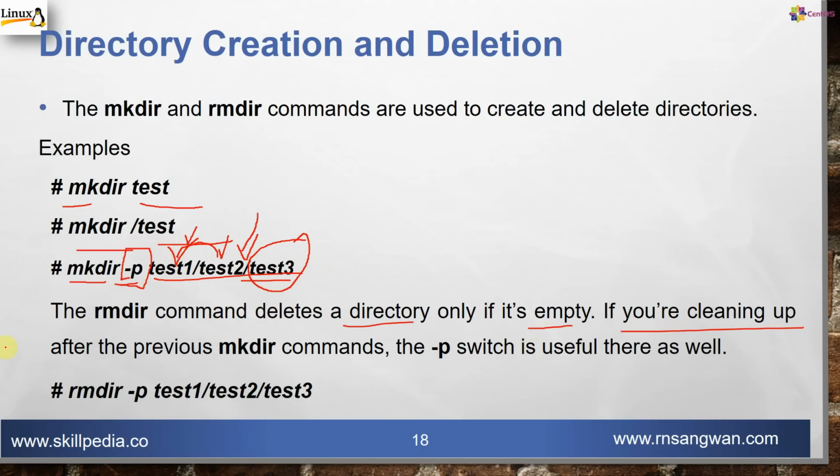If you are cleaning up after a previous mkdir command, you can use the -p switch in the same way. But the problem with rmdir is that we don't use it. It's not a frequently used command. The reason being, it requires the directory to be empty. It requires that the directory must be empty. Therefore, we prefer using rm -rf.